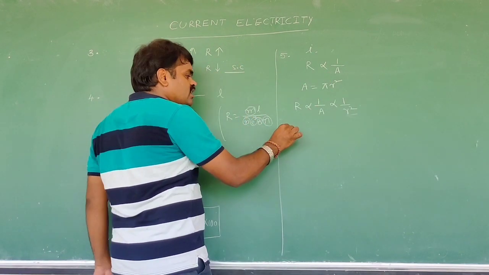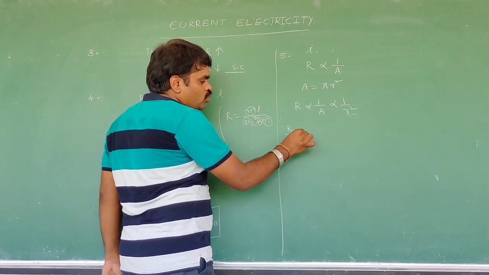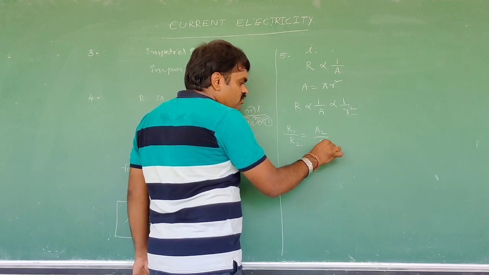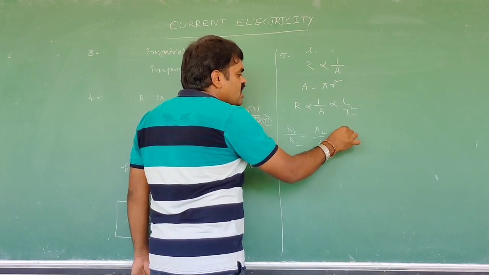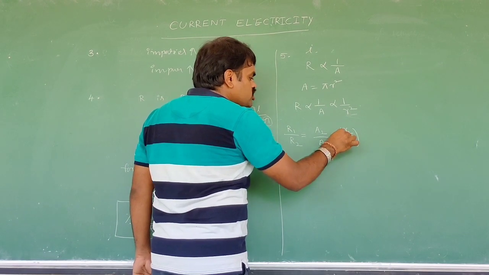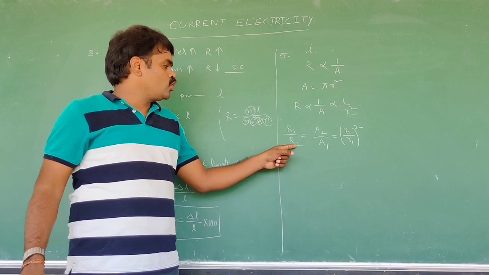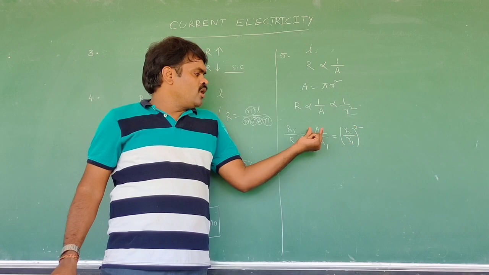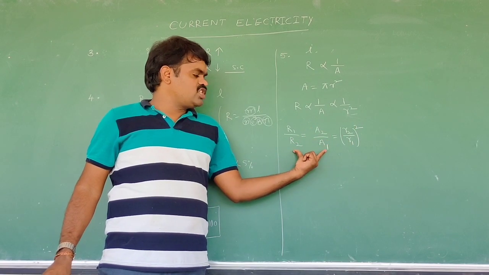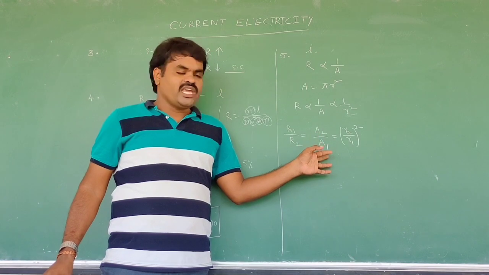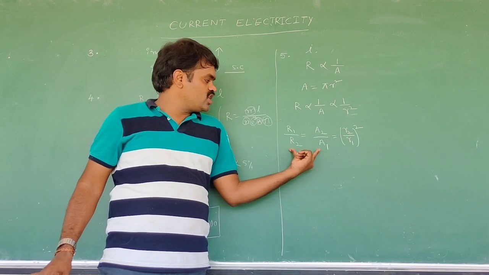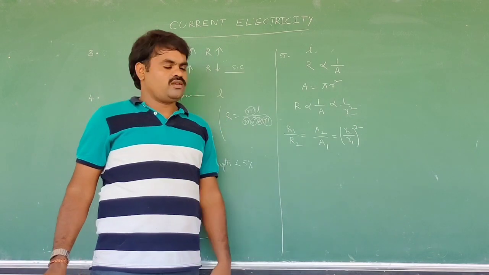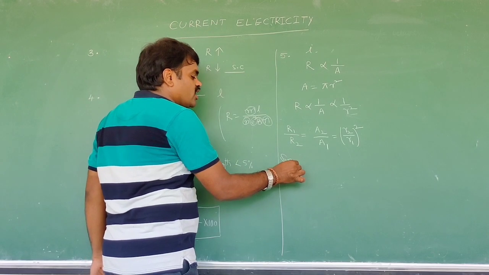Then we can write R1 by R2 is equal to A2 by A1, or we will write that as (r2 by r1) whole square. R1 by R2 is equal to A2 by A1, that is equal to (r2 by r1) whole square. If the cross-sectional areas are given, we can use this formula. Maybe they give the radius of cross section, then we use R1 by R2 is equal to (r2 by r1) whole square.